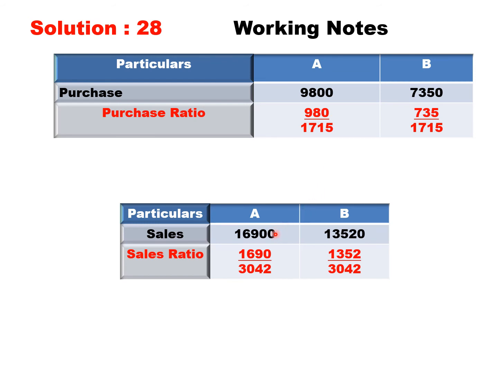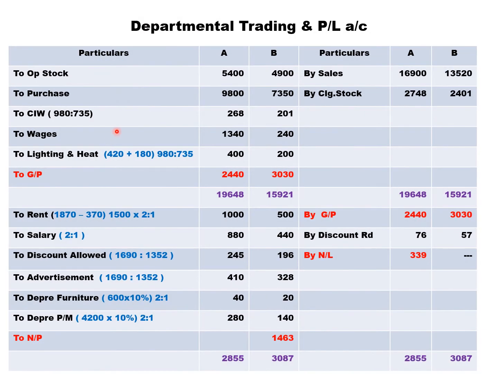Similarly, the sales of A are 16,900 and of B 13,520. If you just cut off one zero, you get 1,690 is to 1,352. This is the ratio. Students, take opening stock as it is, purchases as it is. Carriage inward is to be distributed in the purchase ratio, that's 980 is to 735. Then wages, take it as it is.